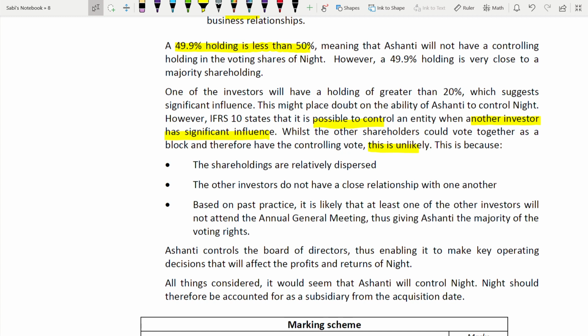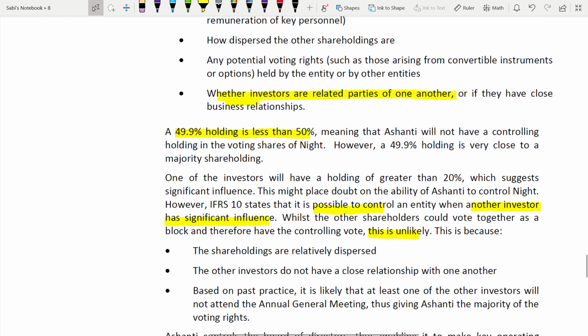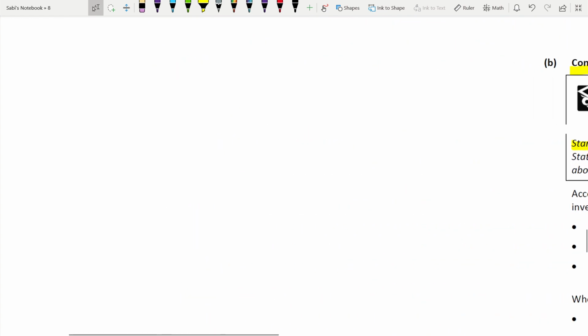First, how you can use these 5 points. Number one, shareholders are relatively dispersed. If shareholders are relatively dispersed, it means it is widely spread. Many shareholders are there, but each has a very small amount of shareholding power. Let's say 100 shareholders having 1%, no one has the control, whereas one shareholder having 50 or 60% alone has the control. It is given in the case study. The shareholders are relatively dispersed.